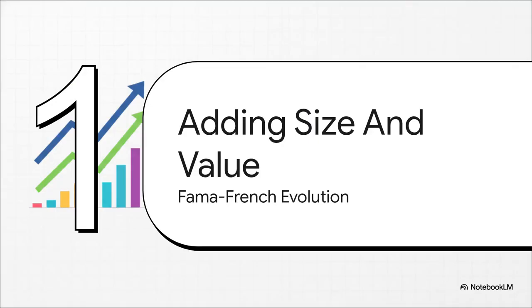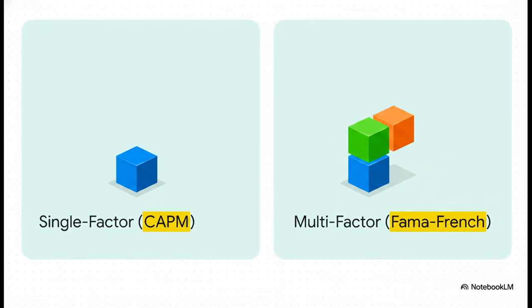Moving right along to Section 2, adding size and value. This is the Fama French evolution. Okay, so back in the early 90s, these two economists, Eugene Fama and Kenneth French, had a huge realization. They saw that CAPM, which is that single blue block of market risk you're seeing, just wasn't telling the whole story. So they proposed a multi-factor approach. They added 2 completely new blocks to our risk foundation, size and value. And they actually proved mathematically that smaller companies and value-oriented companies systematically outperform the broader market over long periods of time.